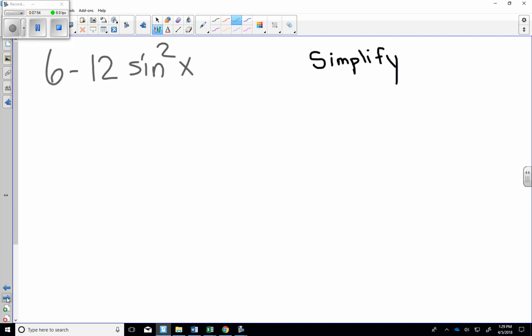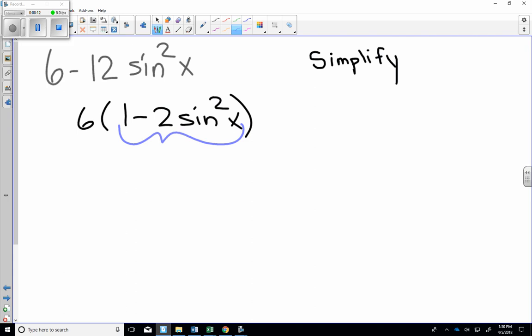Here we just have to simplify this to a single term. Here we have 2 terms. And hey, 6 can be divided out, which would leave you with 1 minus 2 sine squared of x. And then from our properties, or identities, we know that that is cosine of 2x.